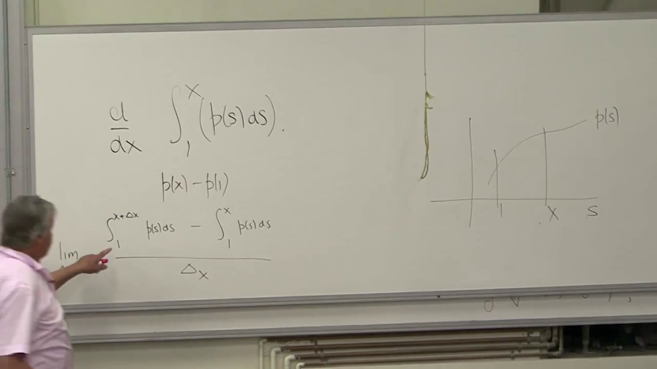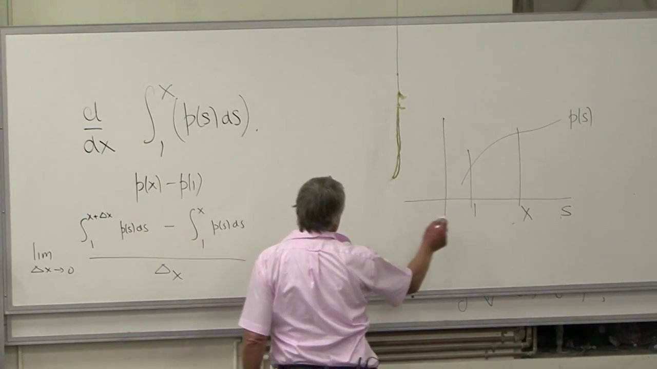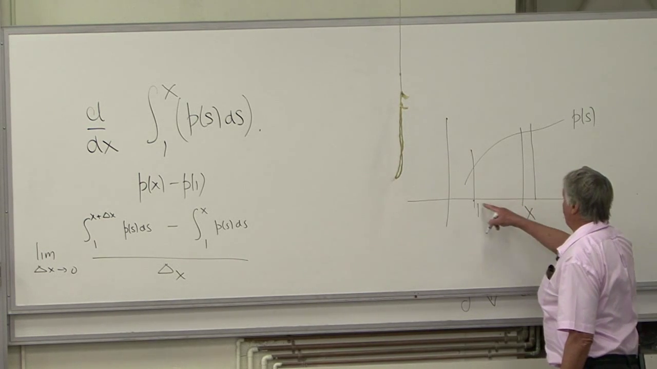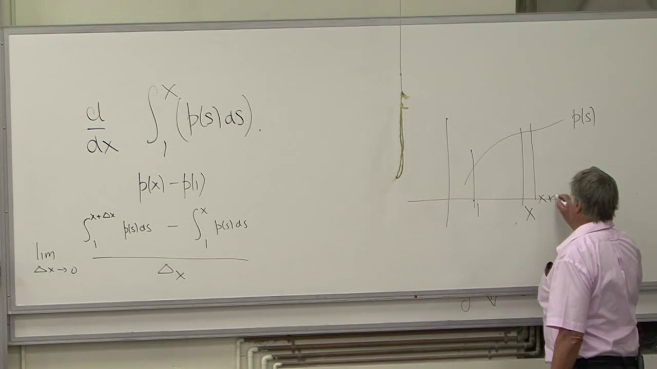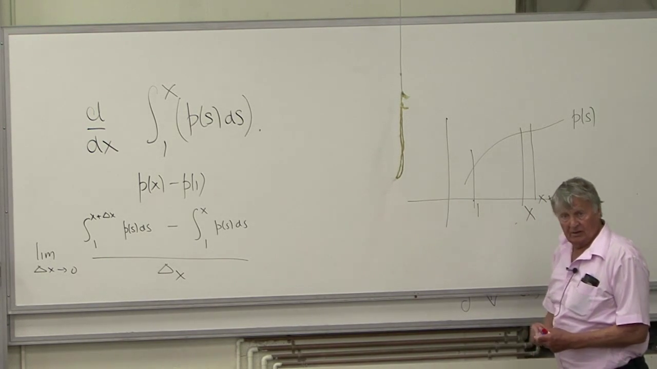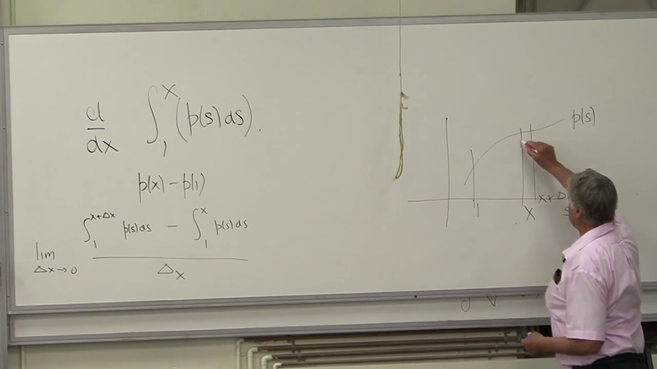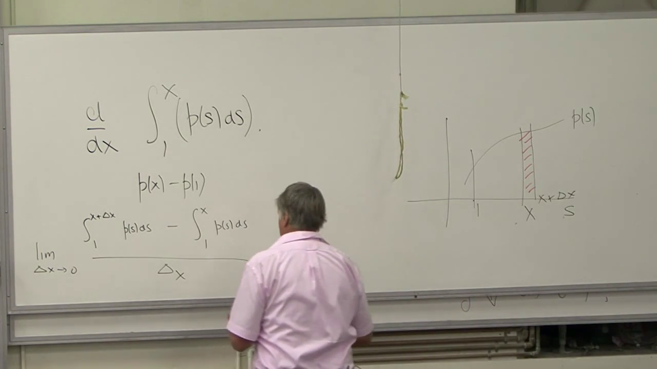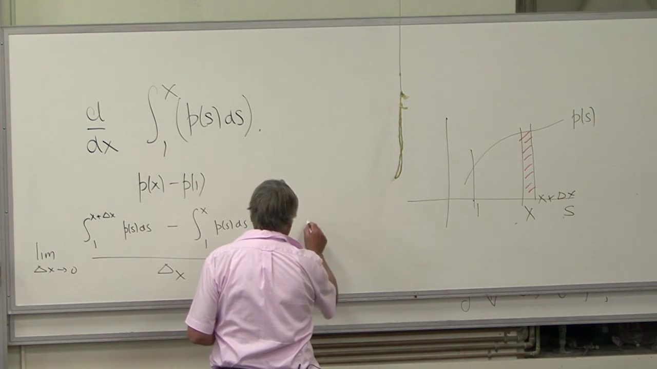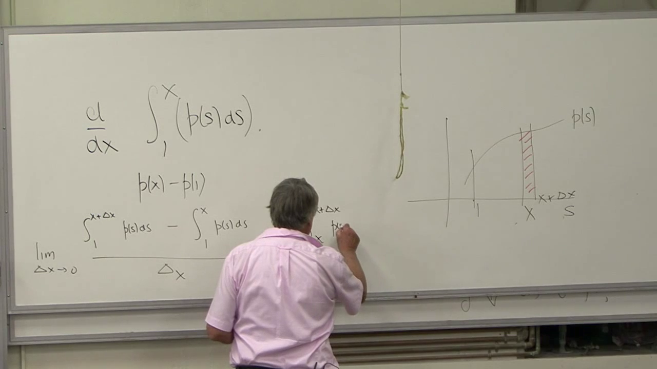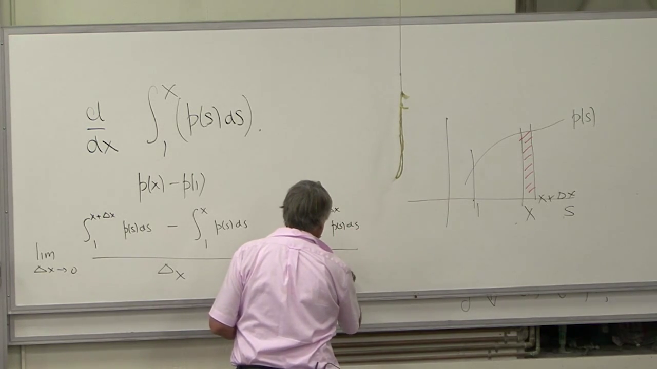Now what is this? The ones on the bottom are the same point. So I'm taking the area in the first case from 1 to x, and the area in the second case from 1 to x plus delta x. So the difference is this bit here, right? So that would be the integral from x to x plus delta x of p of s ds divided by delta x.